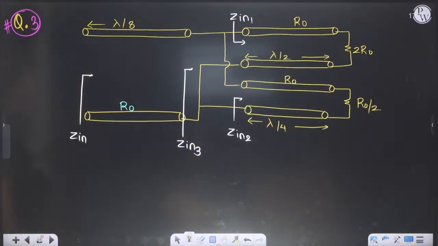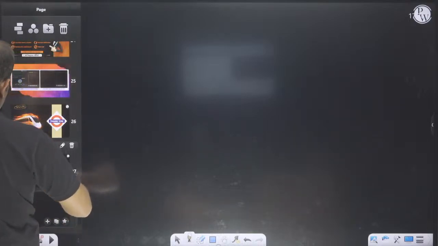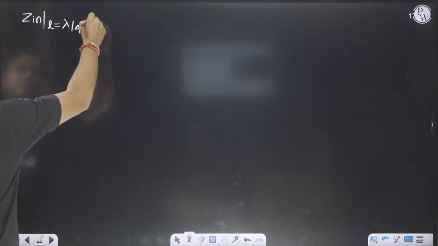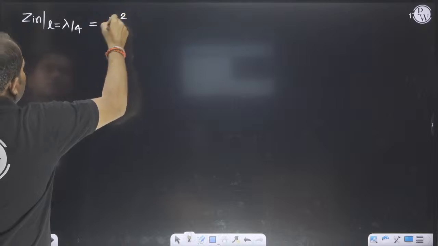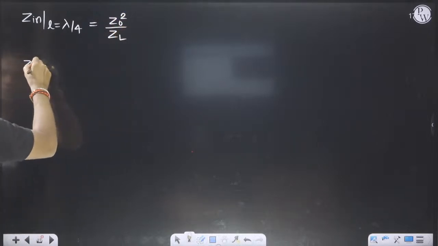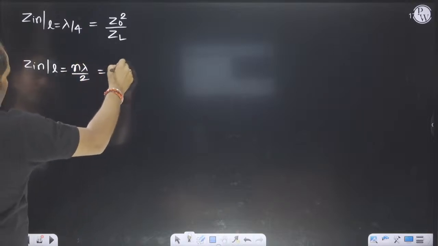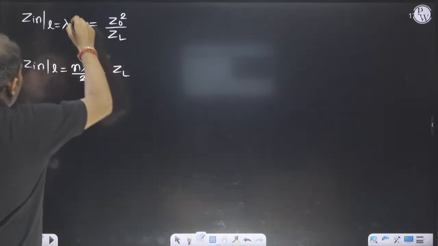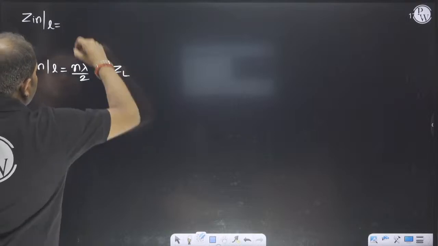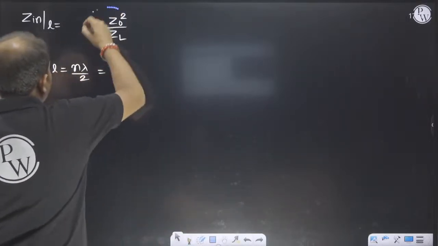First of all, we have to calculate the Zin formula. What is the formula for Zin? You should know that. Zin at length lambda by 4 is Z naught square upon ZL. Zin at length lambda by 2 is ZL. And this is an odd multiple of lambda by 4.